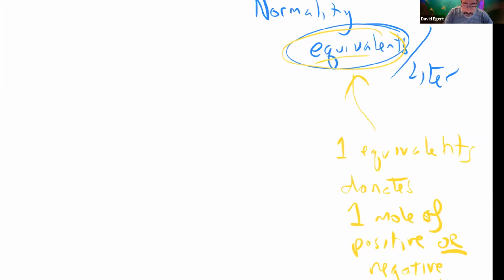So if I have 1 mole of NaCl, how many equivalents would that be? It's a little confusing sometimes when you're first thinking about it. How many moles of positive or negative charge get donated into the solution if you dissolve 1 mole of NaCl into the solution?